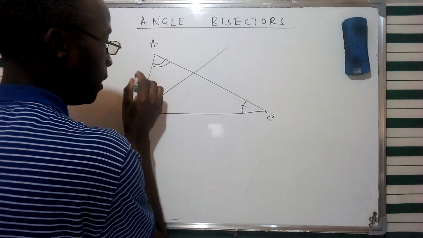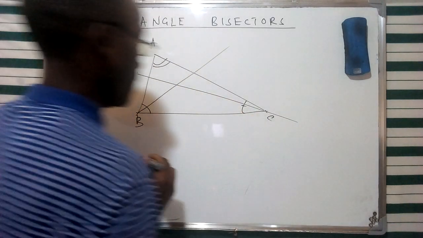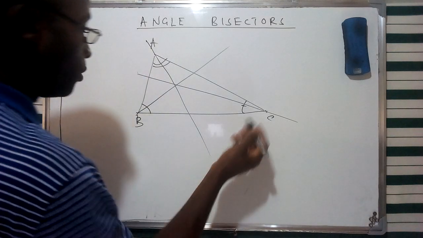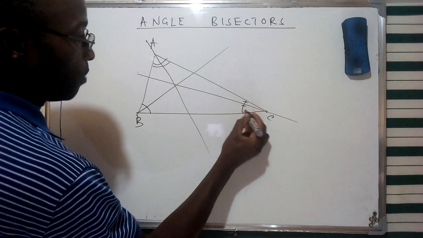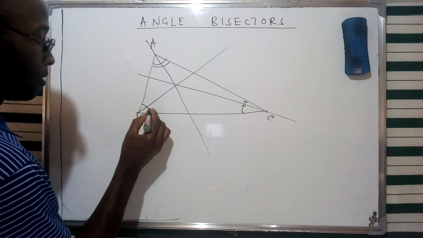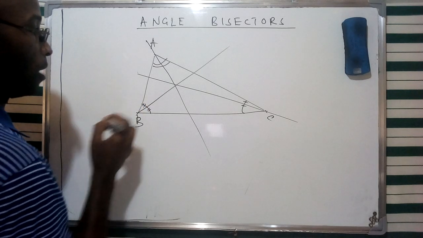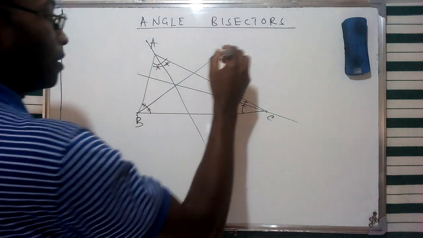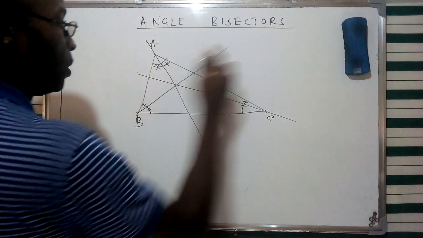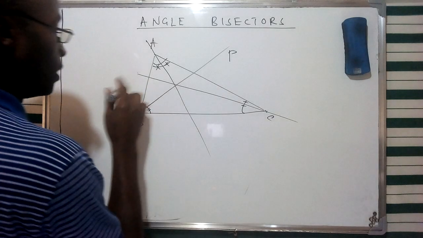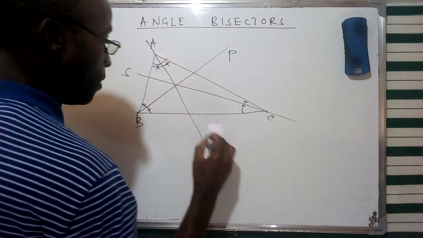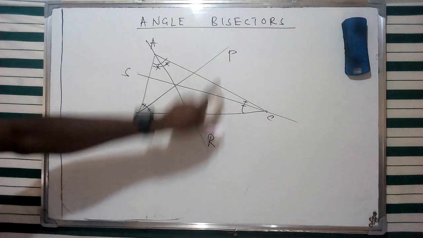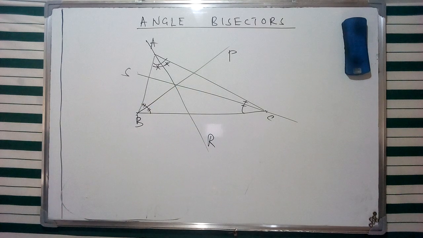I'm going to have these bisectors running through those various points given as such. So they are going to divide this angle C into two equal parts, and this is going to divide this one into two equal parts, and this one is going to be divided into two equal parts as well. So suppose I give these bisectors for angle B as P, for angle C as S, and for angle A as R. So the bisectors S, R, P are going to be forming a common point.